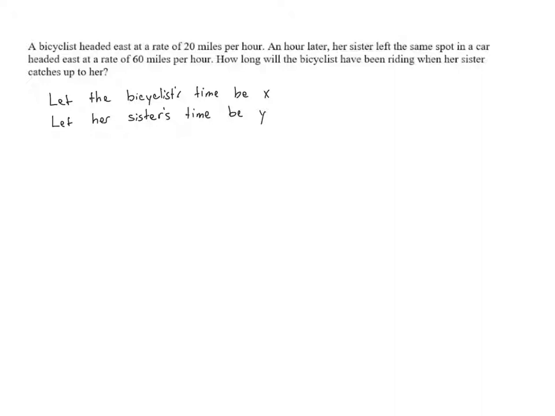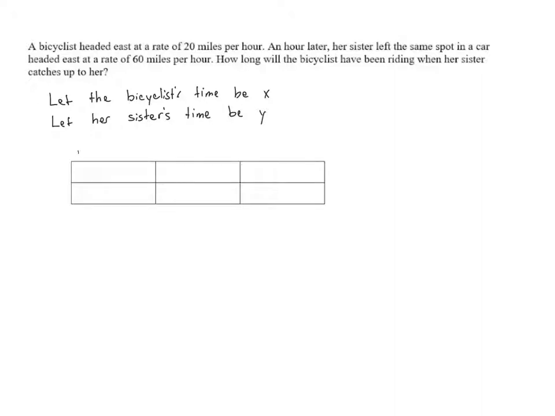Now let's set up our table. Again, we have rate or speed times time equals distance. And we have the bicyclist and her sister who's in a car. All right. So let's fill in the chart.